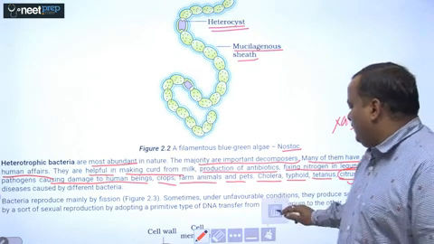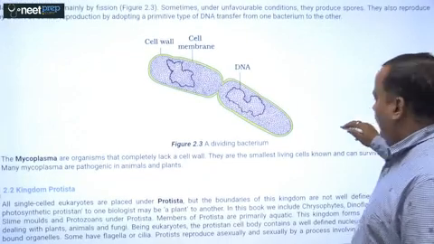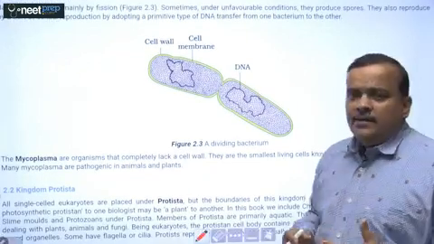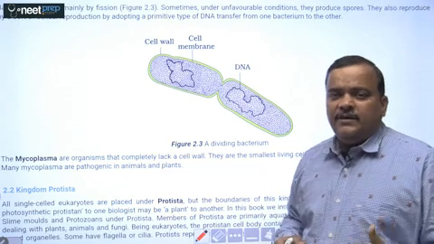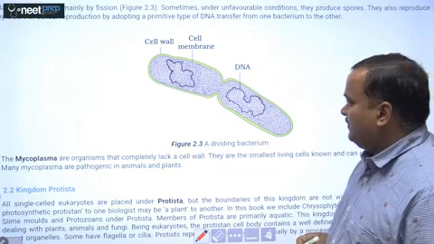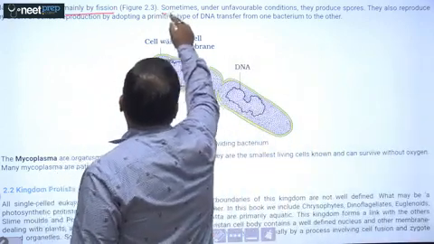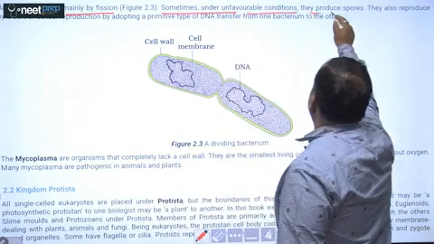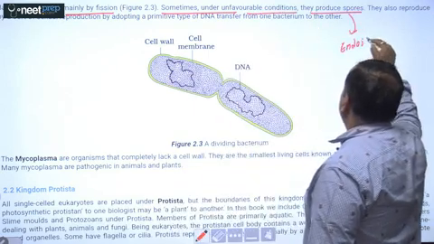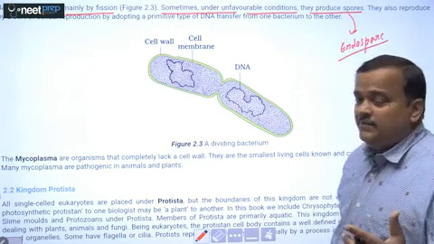Now we come to bacterial reproduction. In the case of bacteria, reproduction is mainly by asexual means. Sexual reproduction is absent, but genetic recombination is there. Bacteria reproduce mainly by fission. Sometimes under unfavorable conditions they produce spores, and that spore is known as an endospore. This endospore is a thick wall spore which helps in survival during unfavorable conditions.